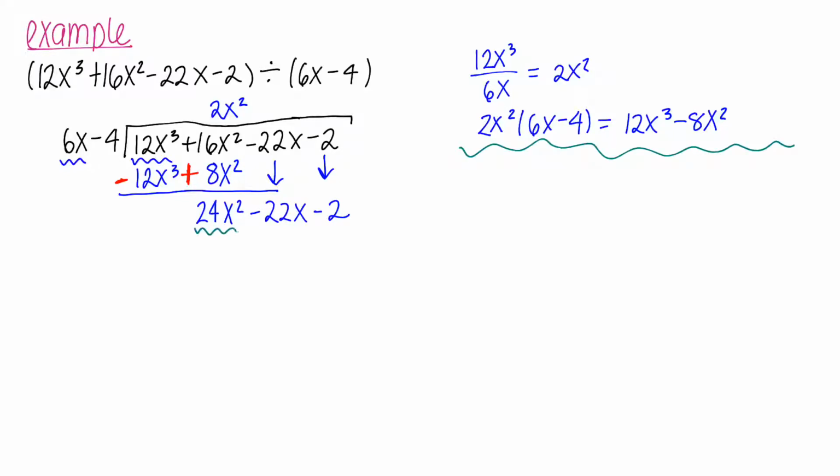Now we're looking at the new leading term and dividing it by still the leading term of the divisor. It's always the leading term of the divisor that you're dividing by. So 24x squared divided by 6x is going to give me 4x. And by the way, I know that I need to still keep going because this is a square and this is just a first power. This has to be a power that is less than the power of the divisor. So plus 4x goes up there.